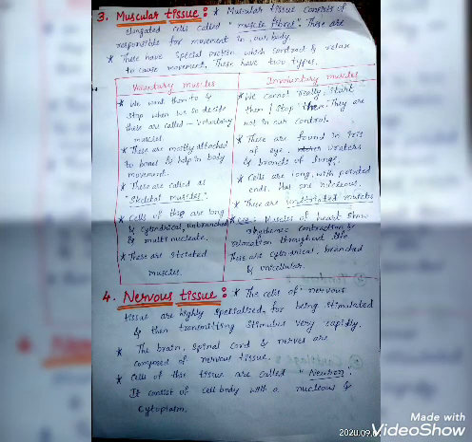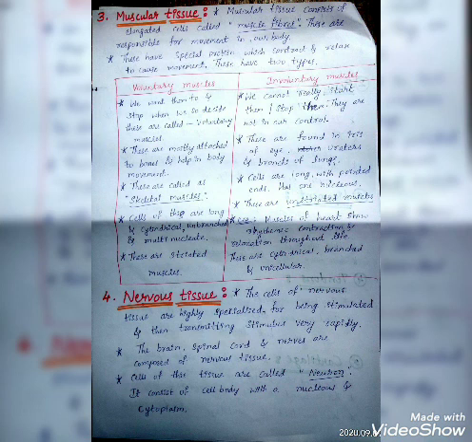The third type of animal tissue is muscular tissue. Muscular tissue consists of elongated cells called muscle fibers. These are responsible for movement in our body. These have special proteins which contract and relax to cause movement. There are two types of muscles. They are voluntary muscles and involuntary muscles.